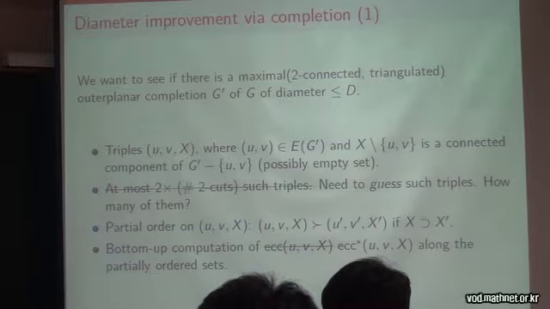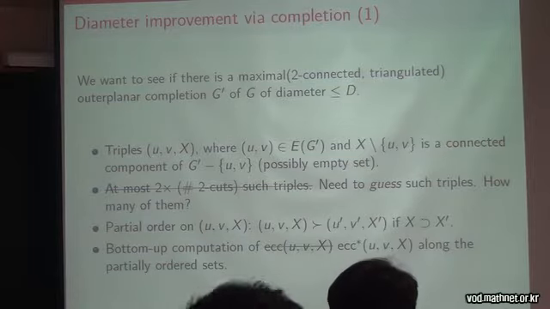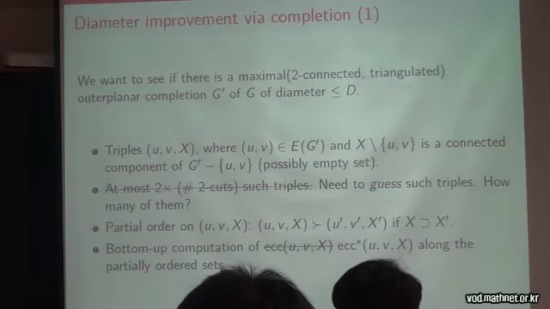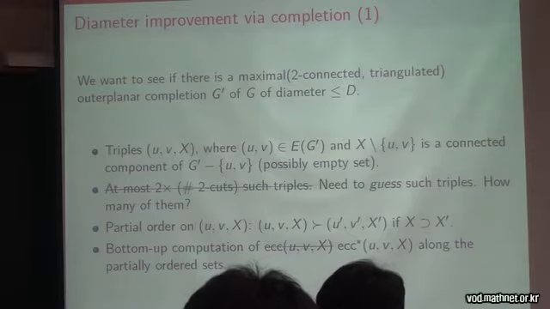Okay. So from here, the extension to outerplanar completion of diameter at most d, if the graph G is two-connected, is easy. If the graph G is two-connected, what we need to do is to fill in the edges so that it becomes triangulated, right? Because it's already two-connected.